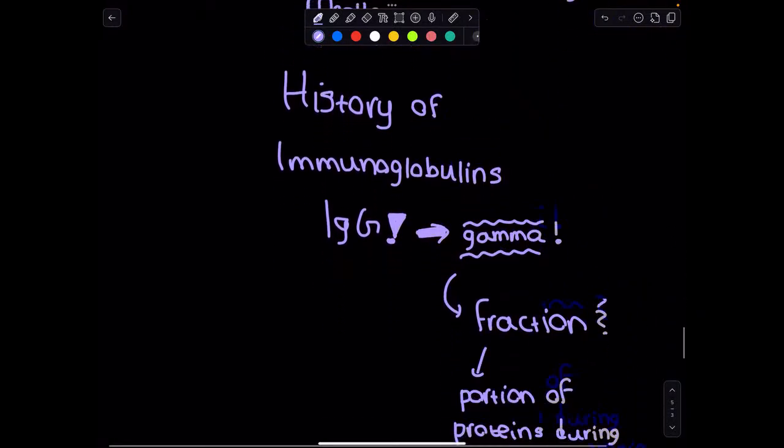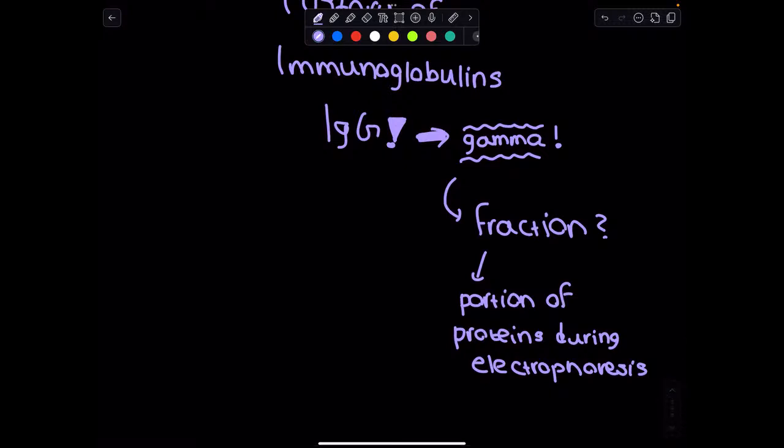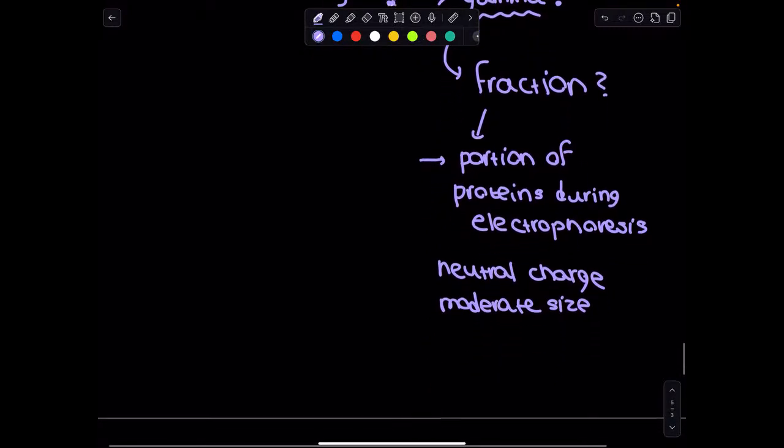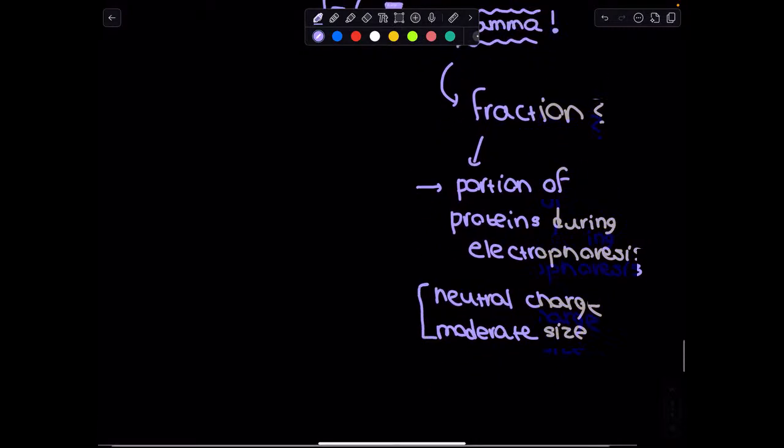And to have this gamma trait, what size and charge do you need? Gamma globulins, including IgG, typically have a neutral charge and a moderate size, which causes them to migrate to the gamma region during electrophoresis. And why did we name the neutral charge and moderate size gamma? The gamma name comes from where these proteins migrate during electrophoresis, not their specific charge or size.